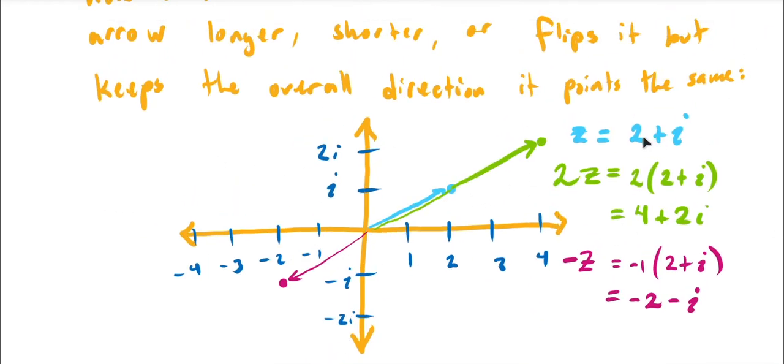So for example, here is z equal to 2 plus i. That's this blue arrow here. If I multiply by a real number like 2, then it just makes it twice as long, but it still points in the same direction. If we put a minus sign in front of it, or multiply by -1, it just flips the direction 180. It still points along this line, but now it's pointing down and to the left rather than up and to the right. So just an interesting geometric relationship about real number multiplication against a complex number.